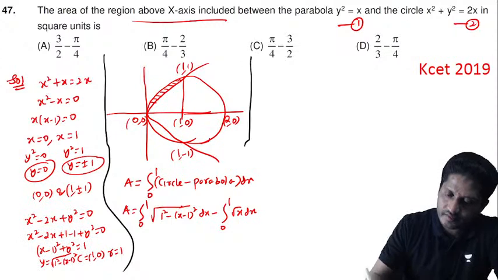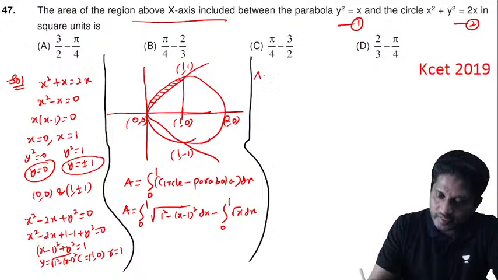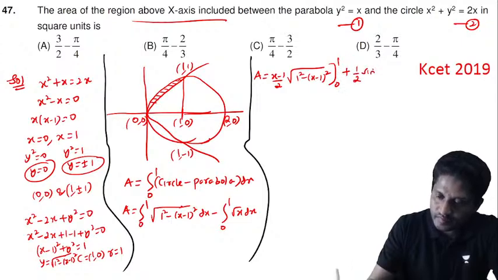Is it okay? Now if I use the formula for root of a square minus x square, so this is x by 2 into root of a square minus x square between the limit 0 to 1 plus a square by 2 into sine inverse of x by a, sine inverse of (x minus 1) between the limits 0 to 1, minus this is equal to x to the power 3 by 2 by 3 by 2 between the limit 0 to 1.